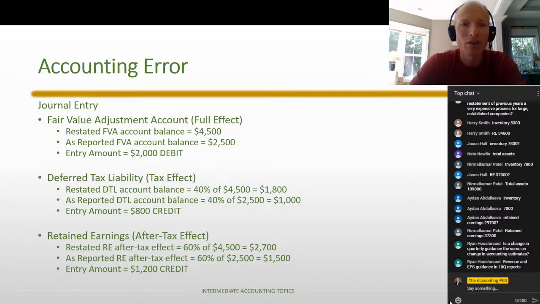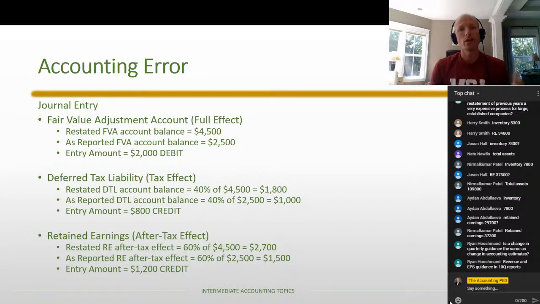Again, you could think of it this way. You have the full effect for the fair value adjustment account, the tax effect in the deferred tax liability, and the after-tax effect in retained earnings. And it must be the case that the tax effect plus the after-tax effect needs to equal the full effect. All right, that's just how it has to be.